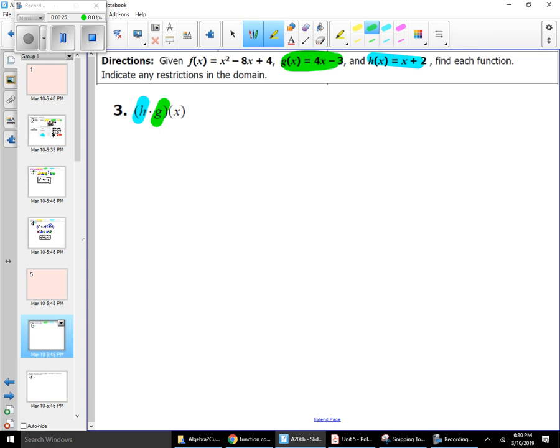Just like with the subtraction problem, I do recommend using parentheses to separate those two functions. We have our function h, which we'll do in blue there, and g, which is green. And they're asking us to multiply these two functions together. In order to multiply these two functions, note that they're both binomials, meaning they each have two terms. And we have done this before. We've just never done this in function notation, this whole h times g of x. But the process will be the same.